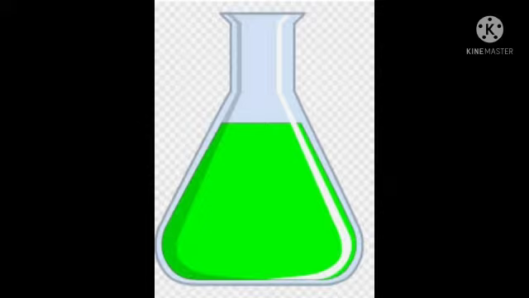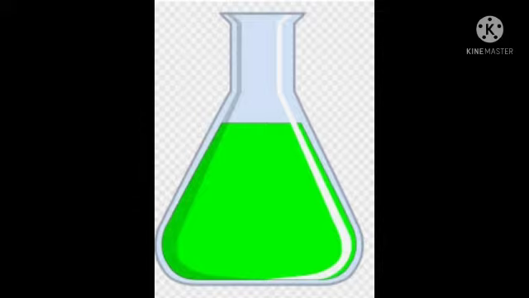Magnesium plus oxygen gives magnesium oxide. Sodium plus chlorine gives sodium chloride. Aluminum plus chlorine gives aluminum chloride. Okay. So today we can learn about chemical changes.